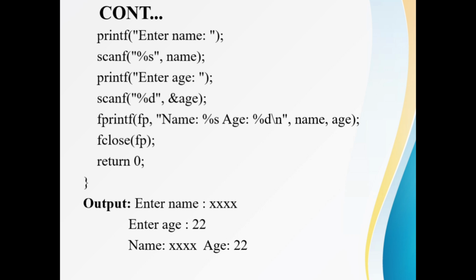After that, this output will be displayed on the output screen like "Enter name: xxx" and "Enter age: 20 or 30 something". And this is the console output, and the final output shows the name as xxx and the age as 20 or 30 something. This is the file opening, reading and writing example.